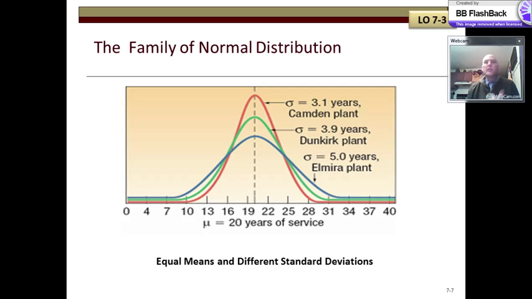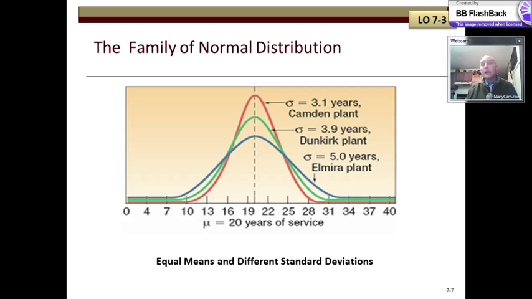First of all, their standard deviation can differ, like we have here. We can see that they all have the same mean of 20 years of service right there, but for the one in red, the Camden plant, that's a very small, relatively speaking, standard deviation. Your standard deviation is small, 3.1 compared to 3.9 or 5.0. We can see that we end up with a narrow or leptokurtic distribution. It's leptokurtic, which means it's very peaked and pointed. Unlike the blue one here, which is the Elmira plant, it has a larger standard deviation, so it's much flatter.